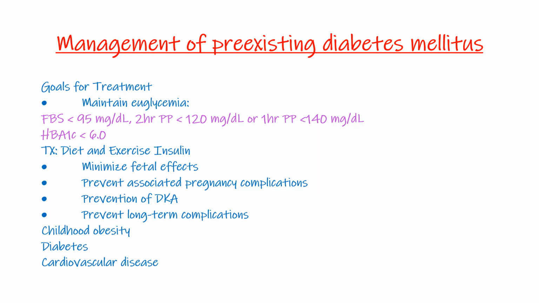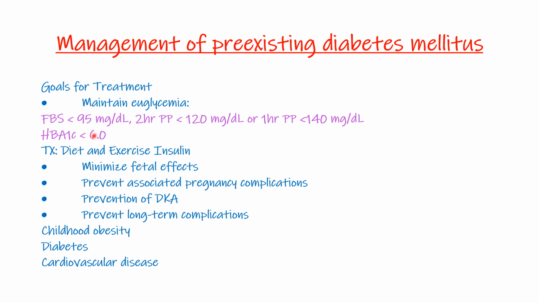So let's dig in. Management of pre-existing diabetes mellitus, as I mentioned before, in pregnancy. So we have goals of management, and the first goal of management is maintaining your glycemia. So in terms of maintaining your glycemia, we have targets that we have to achieve during pregnancy. That includes fasting blood glucose of less than 95, 2 hours postprandial less than 120, 1 hour postprandial less than 140, and an HbA1c of less than 6%.